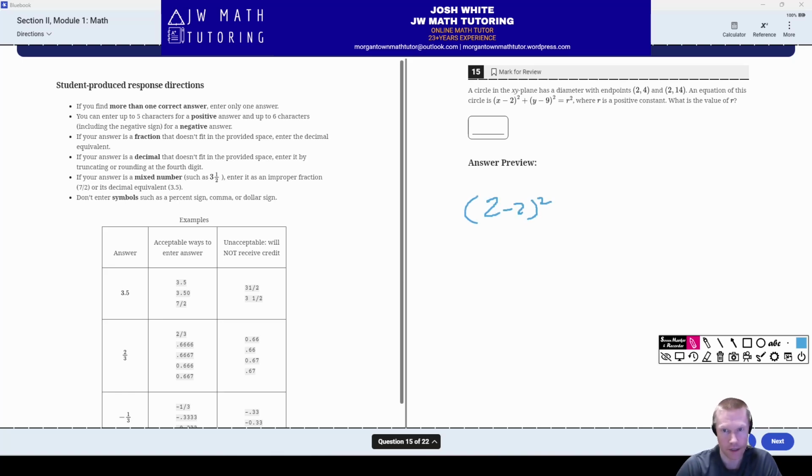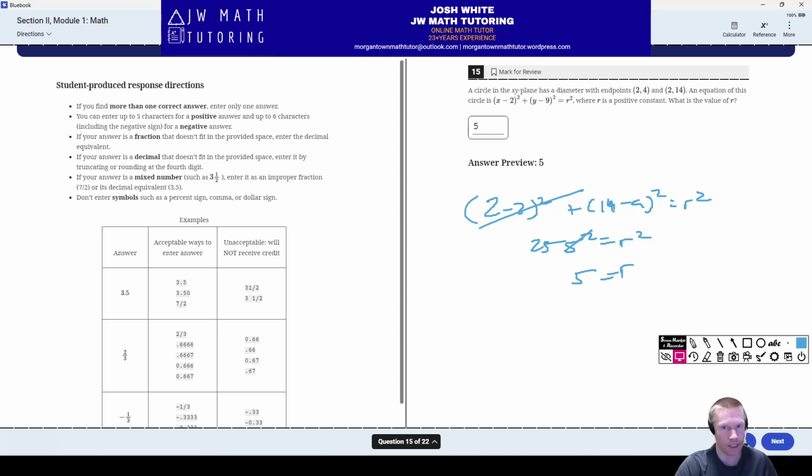So 2 minus 2 squared plus 14 minus 9 squared equals r squared. This is 0. 14 minus 9 is 5, so 5 squared equals r squared, so r is just 5, or you can make this 25 if you want to, that's fine. So the correct answer is 5. I don't think that's the most intuitive or easiest way to solve it.